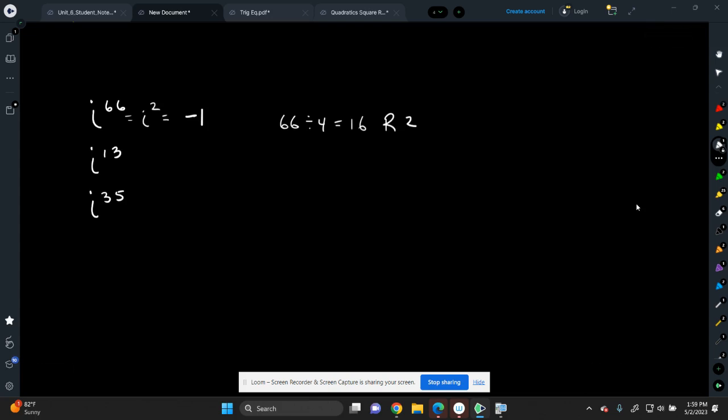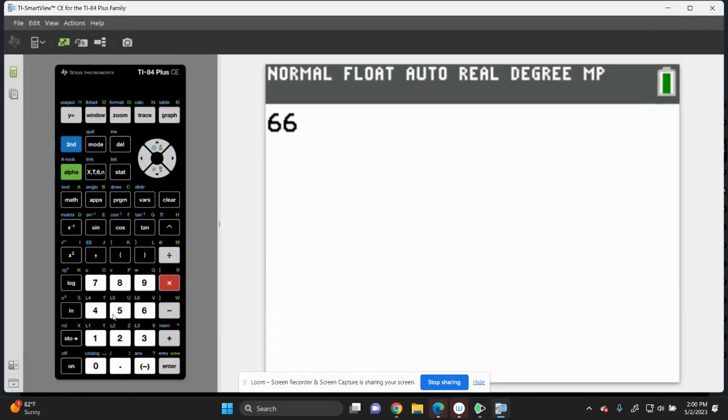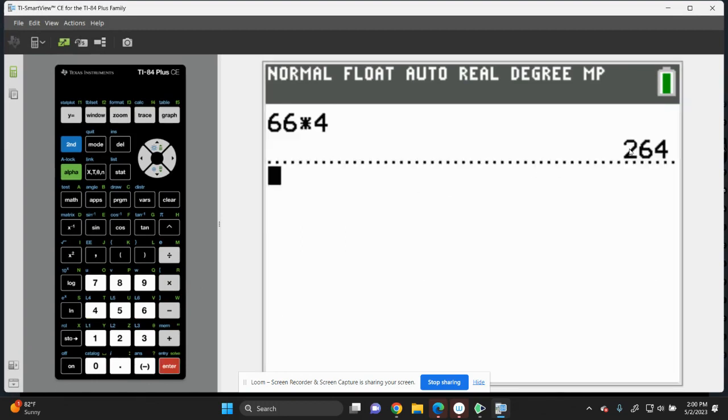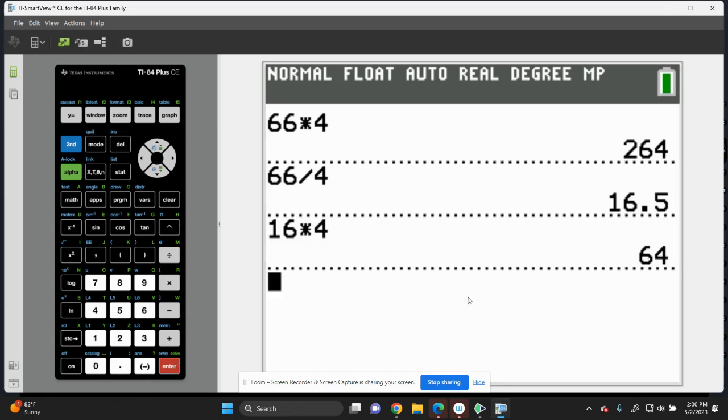Wait, how did you get the remainder? Whenever I put 66 divided by 4, it gives me like 16.5. Okay, so good question. So we do 66 divided by 4, right? We get the whole number, 16. So now what we have to do is take that 16 times 4, which is 64. So now I know my remainder is 2. You take the whole number and multiply it by the 4. It's 64, so my remainder must have been 2. Okay?